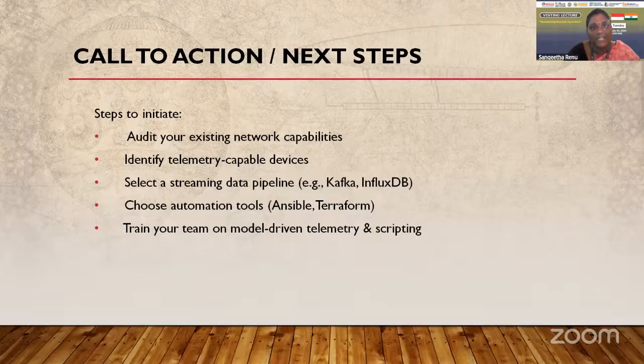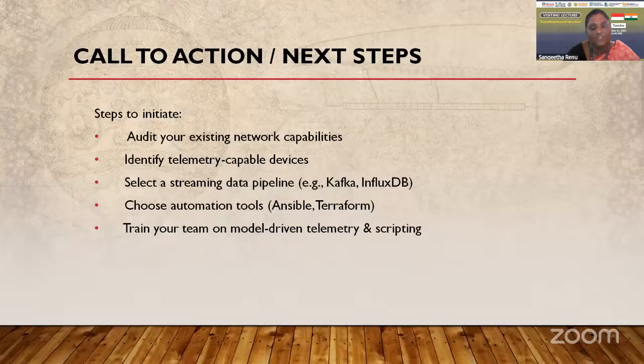Getting started with network automation: audit your existing network capabilities. Review current devices, monitoring tools, and configurations. Check if existing infrastructure supports model-driven telemetry. Document performance and visibility gaps. Identify telemetry-capable devices. Look for routers, switches, and firewalls that support streaming telemetry protocols. Focus on platforms compatible with OpenConfig.